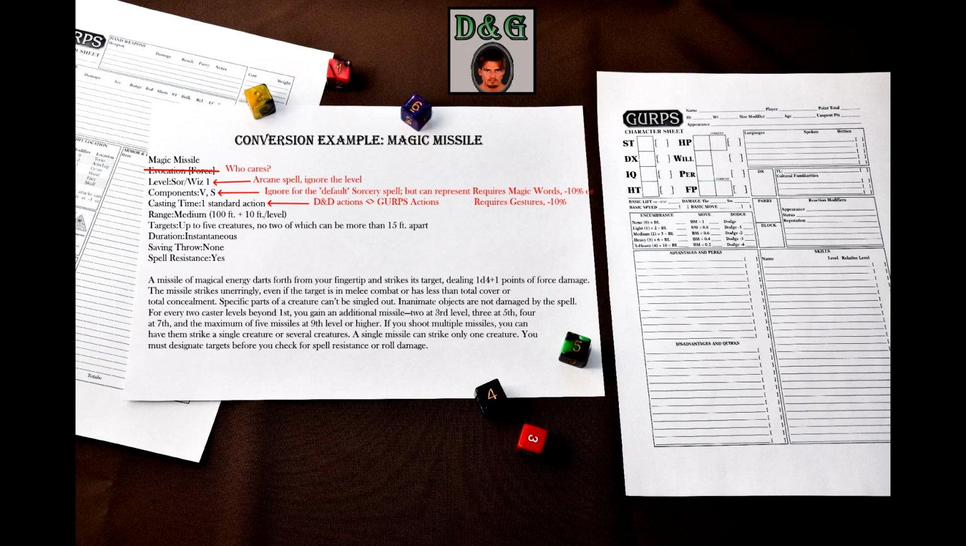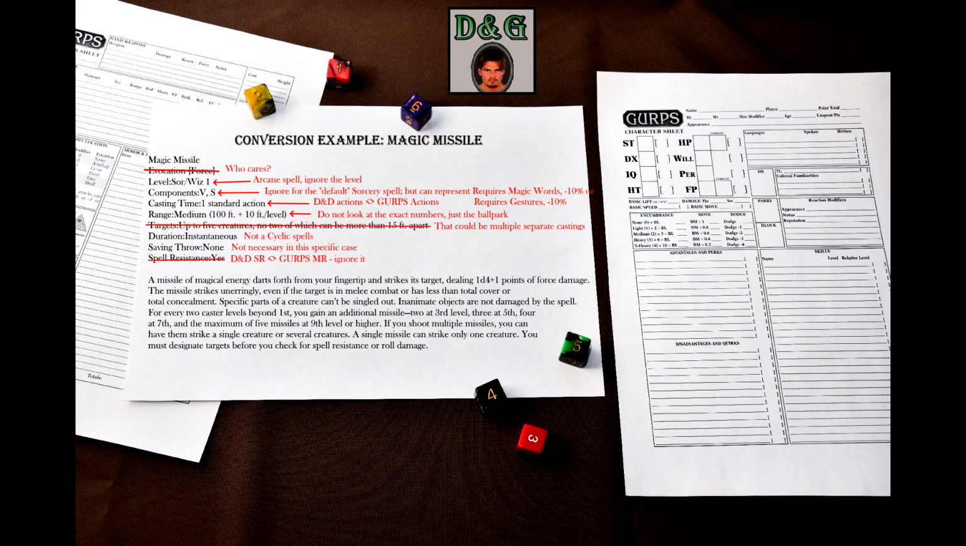Casting time, one standard action. D&D actions do not equal GURPS actions. The default sorcery spell takes a second to cast. You could vary it, of course, if needed. Then we have range, medium, 100 feet plus 10 feet per level. Just keep the range in mind without focusing too much on the exact number, and disregard scaling as it depends on something that does not exist in GURPS, caster level.